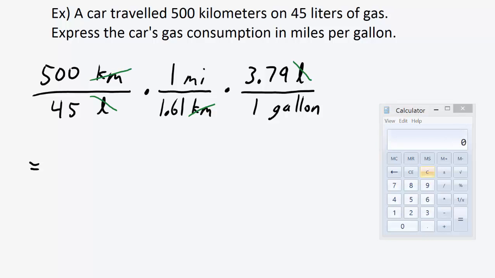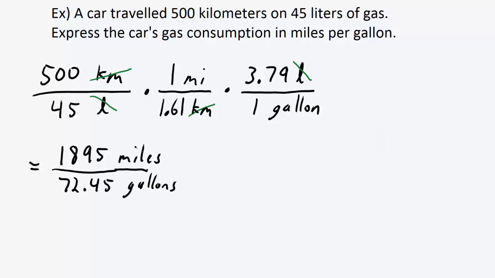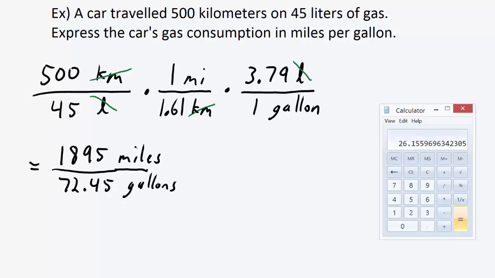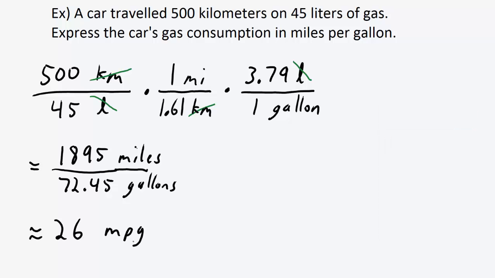We multiply across the numerator, multiply across the denominator. We can go 1,895 miles with 72.45 gallons. But we want to know how many miles we can go with 1 gallon. So we divide 1,895 by 72.45. We get about 26 miles for every gallon, or 26 miles per gallon. 26 miles per gallon is a special kind of rate called a unit rate because it has a denominator of 1. For every 1 gallon increase in fuel, we can go 26 more miles.